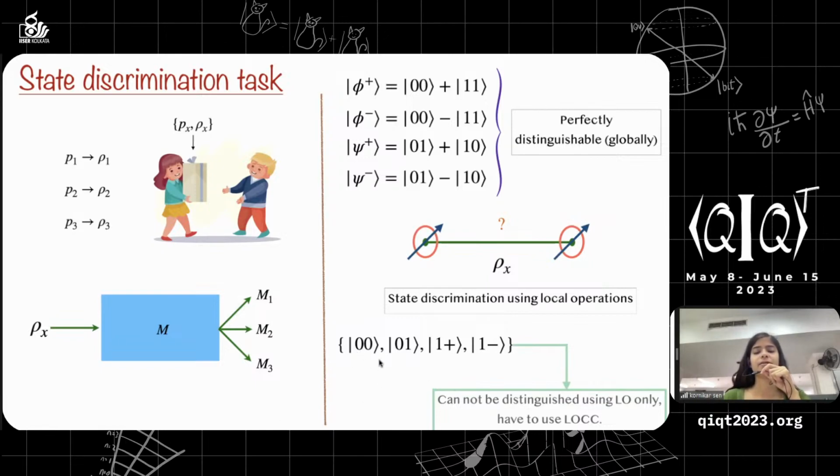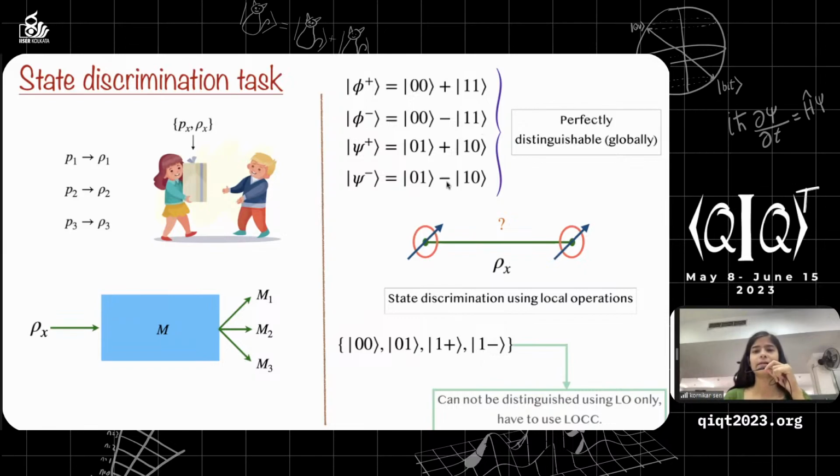For example, if the states are like 00, 01, 1+, 1-, then if the first person measures in the 0 1 basis and tells the output to the second person, then depending on the output, the second person can decide what measurement should be done. If the output is 0 in the first measurement, then the second person can measure in the 0 1 basis. Similarly, if the output is 1, then the second person can measure in the plus minus basis. So by using local operations plus classical communication, the two parties can perfectly distinguish between these states. But these states are not distinguishable using local operations only.